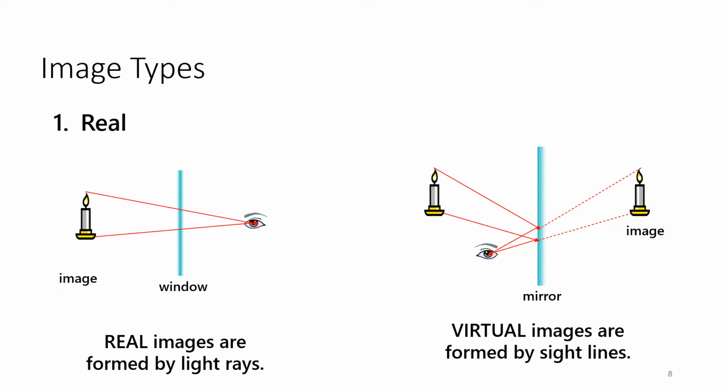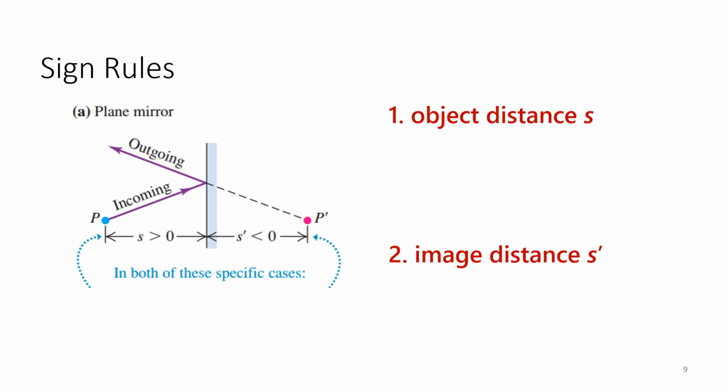Now let's put these images side by side. Again, real images are formed by actual light rays. The picture on the left shows that the boundary is a window and that the light rays travel through it. We can see a real image because the outgoing rays coming from the left converge at our eyes. Virtual images, on the other hand, are formed by sightlines or dashed lines. Light rays won't really be formed behind the mirror, since the outgoing rays would be reflected off. But the sightlines trick our eyes into thinking that there is a candle behind the mirror, but that's just the virtual image.